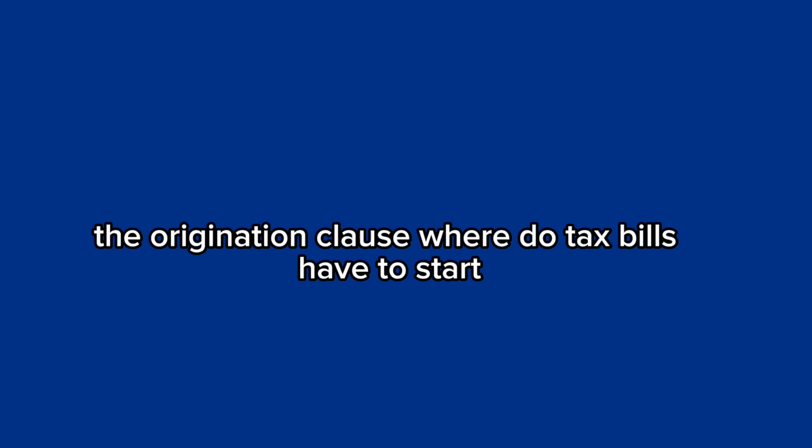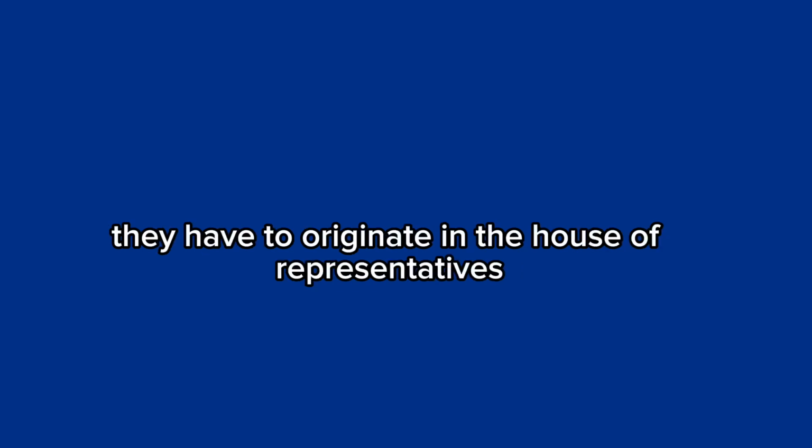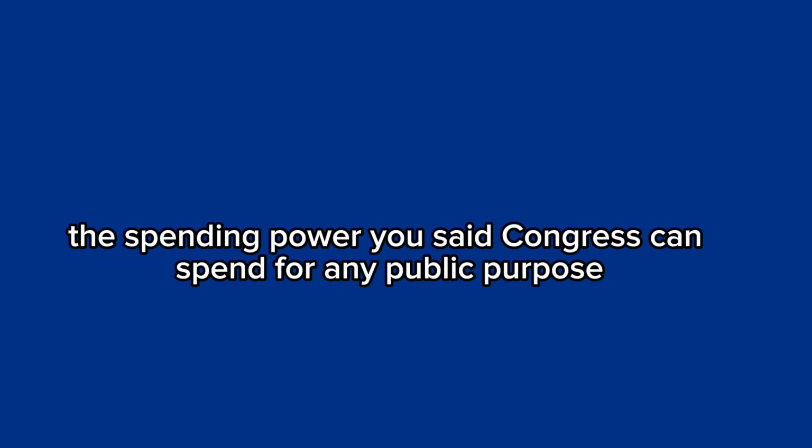This is interpreted very broadly. You can't put a tax on something at any point during its journey of exportation. And one quick procedural note, the Origination Clause. Where do tax bills have to start? They have to originate in the House of Representatives. But the courts have read this very narrowly. It only applies to bills that are primarily for levying taxes. If a bill has some other main purpose and just incidentally creates some revenue, it doesn't have to start in the House. Okay, let's move to the other side of the purse. The spending power.